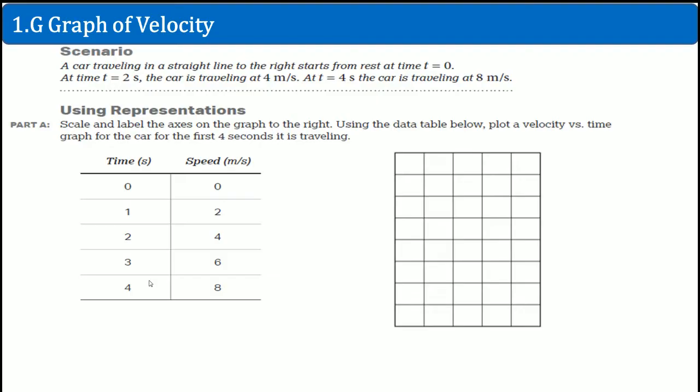Using representation here, you're going to scale and label the axis on the right using the table below. You're going to plot your velocity versus time graph for the chart. For the first 4 seconds, it travels. All right, so let's label. Here's our time, that's our input. Our output is our velocity, or in terms of speed in this case.